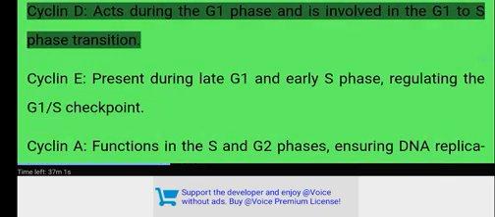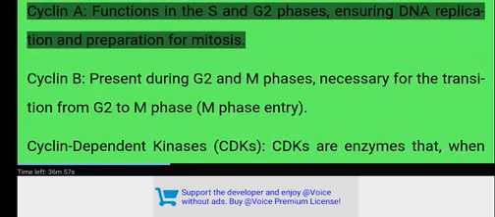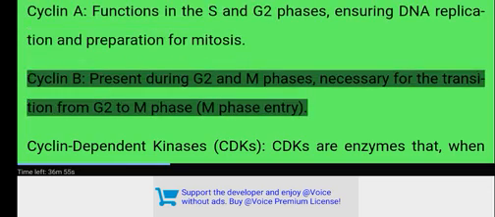Cyclin D acts during the G1 phase and is involved in the G1 to S phase transition. Cyclin E is present during late G1 and early S phase, regulating the G1/S checkpoint. Cyclin A functions in the S and G2 phases, ensuring DNA replication and preparation for mitosis. Cyclin B is present during G2 and M phases, necessary for the transition from G2 to M phase entry.